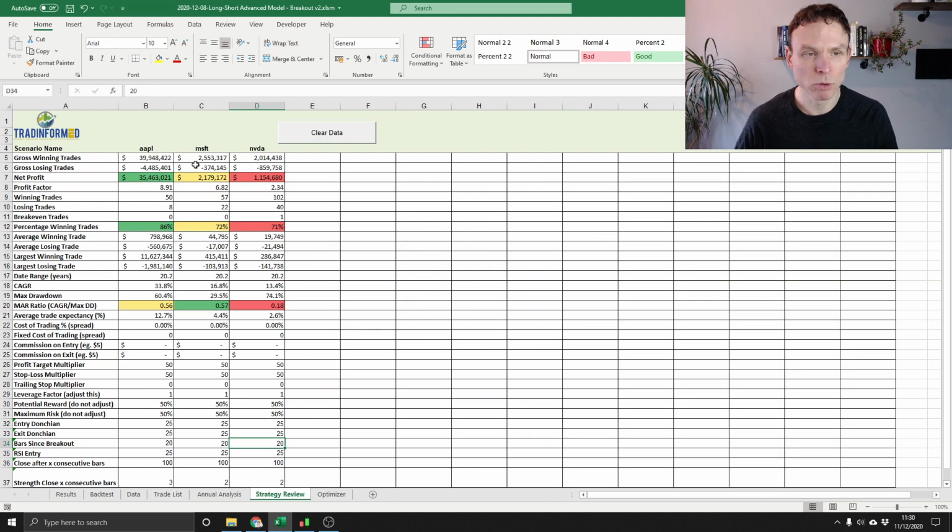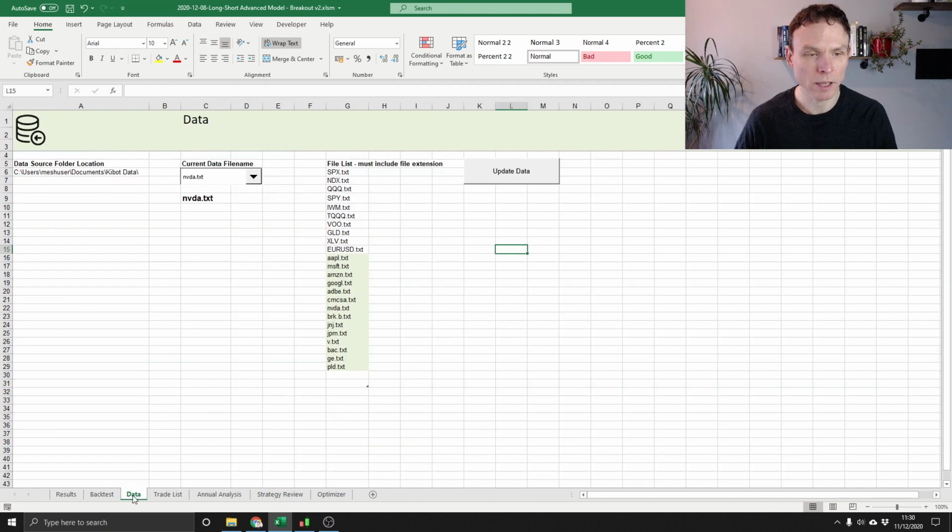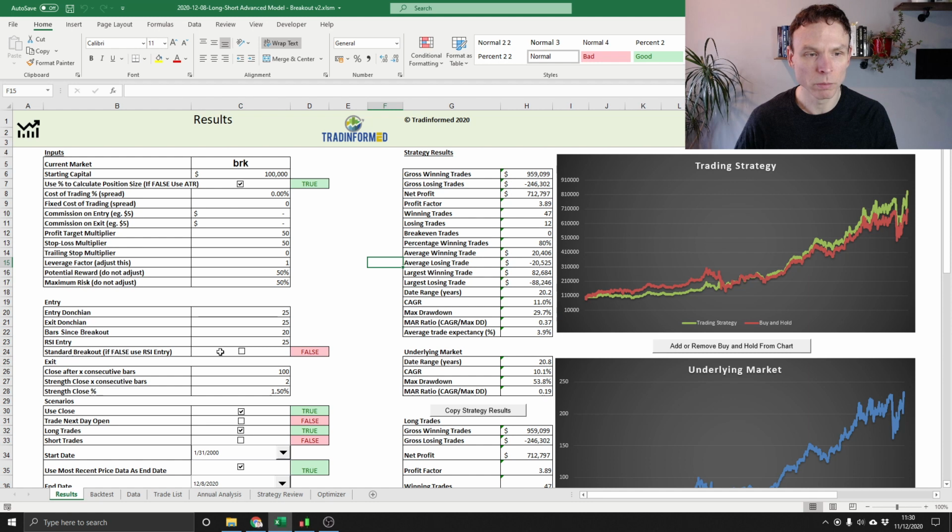Okay, so we have Apple, Microsoft, Nvidia. Let's have a look at our other data. Now, let's go for something quite different. What about Berkshire? Now, Berkshire, completely different animal. We've got a conglomerate. It has performed very nicely, beaten the market over a long period of time.